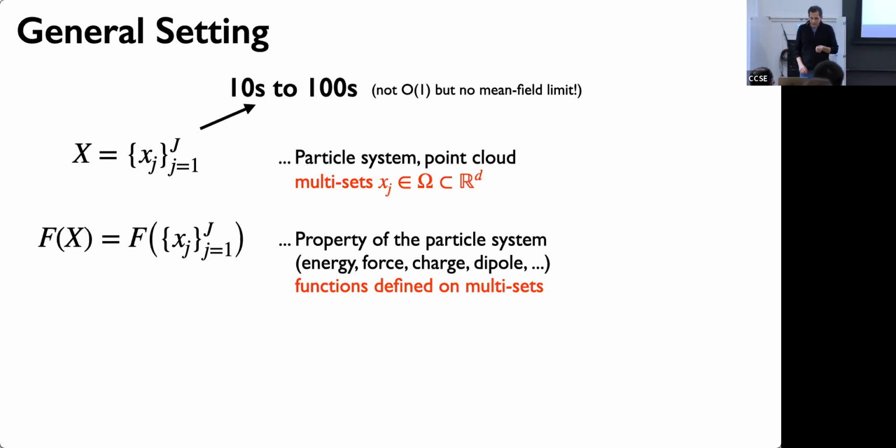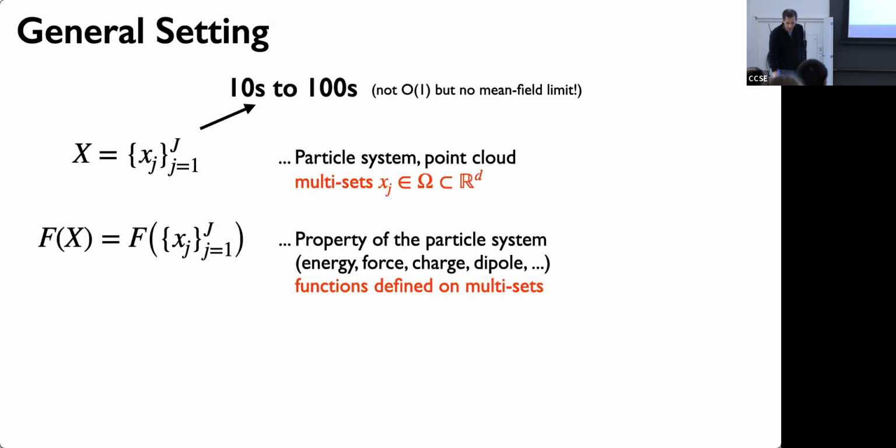Okay, so the setting is you have some particle system. I'm calling this capital X, right? The input in your model will be this set or multiset of particles. They live in some abstract domain omega. You can think of it as a point cloud if you wish, and you're trying to parameterize functions f of x that take as input these sets.